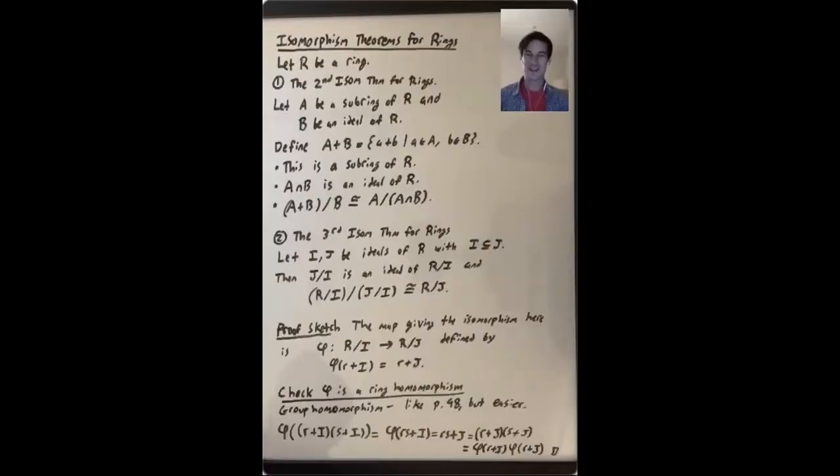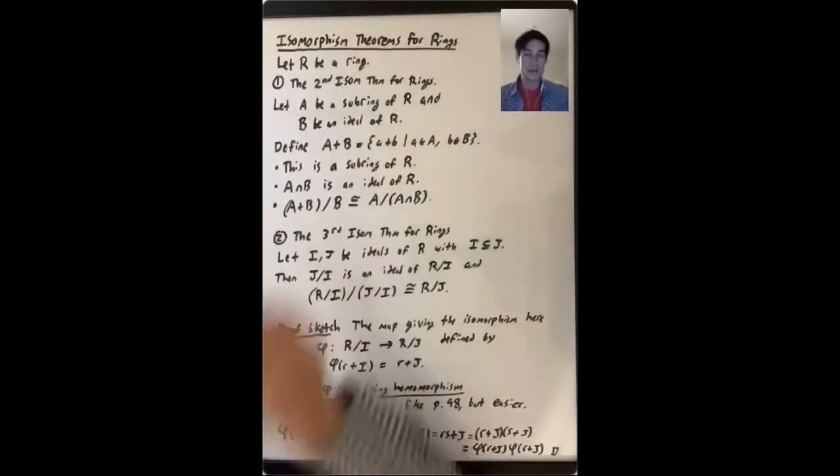So far in this lecture, we've talked extensively about the first isomorphism theorem for rings. But when we talked about groups, there were 4 isomorphism theorems. So in this last video, I want to talk briefly about the other isomorphism theorems for rings.